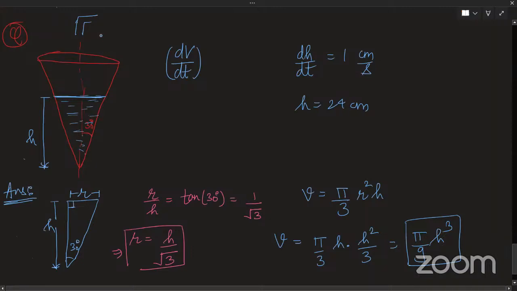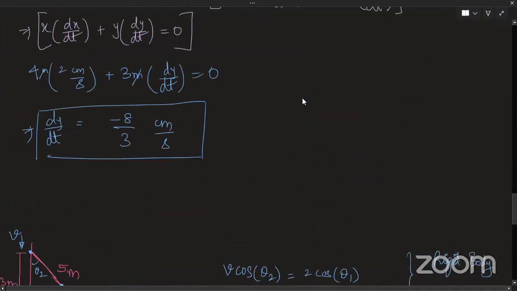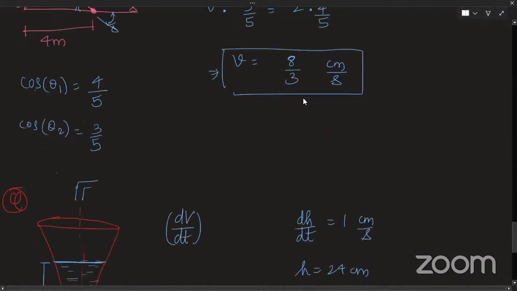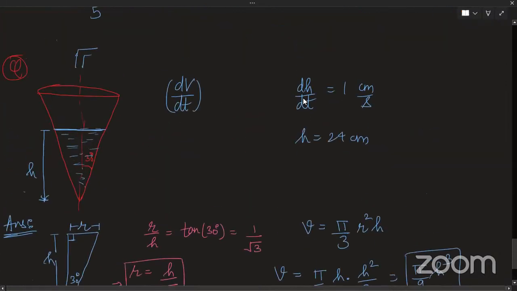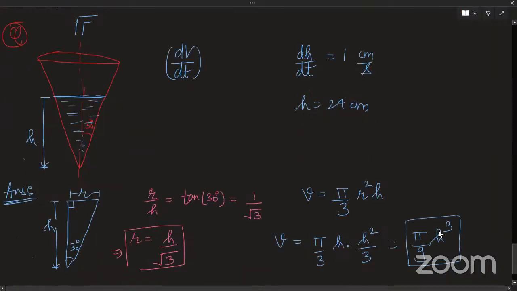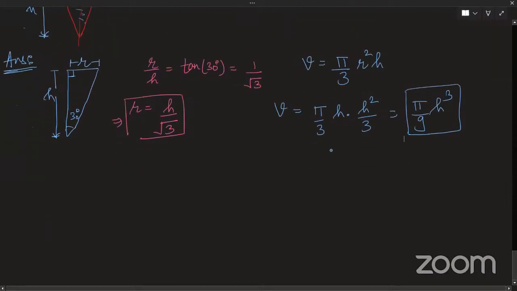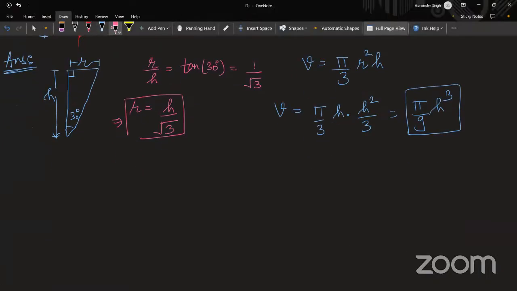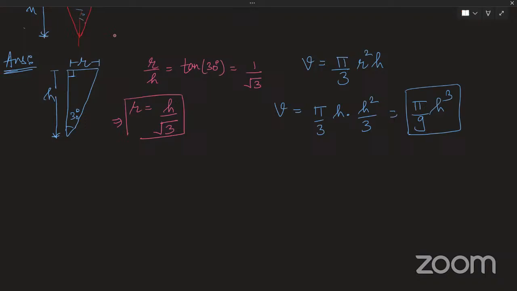Can you tell me why I converted this to h and not to r? Again, the same logic that we did earlier. The issue is that I am given the value of dh by dt and not the value of dr by dt. If I was given the value of dr by dt, I would have converted it to radius. Fine. So my volume is pi by 9 h cube.